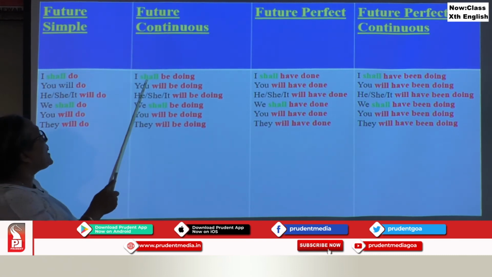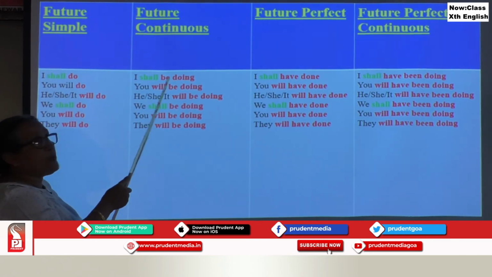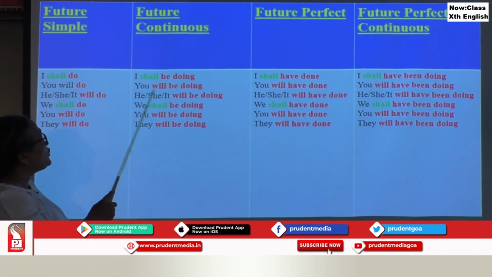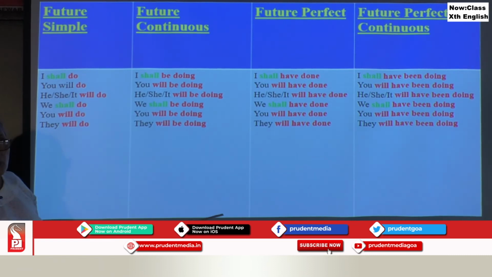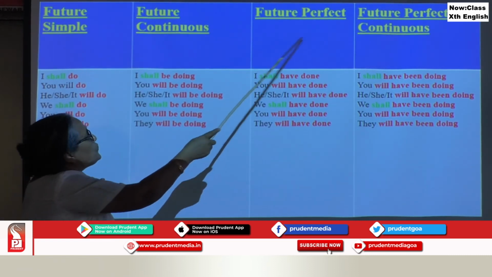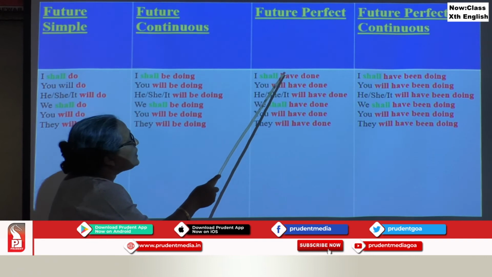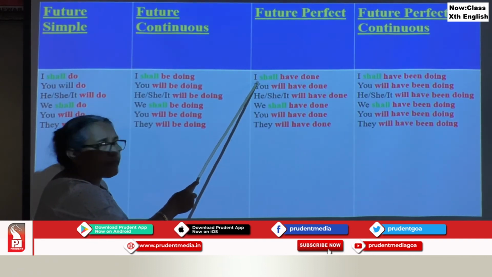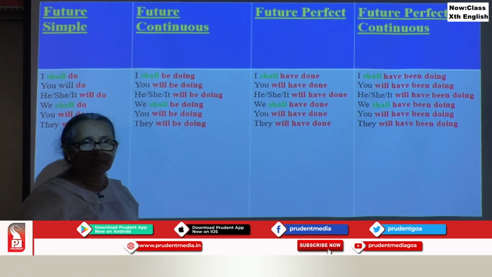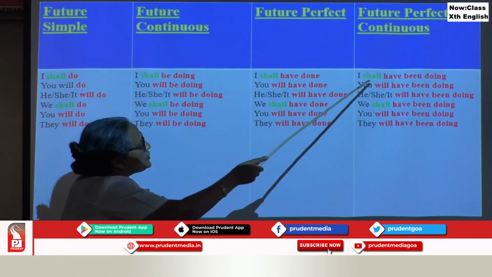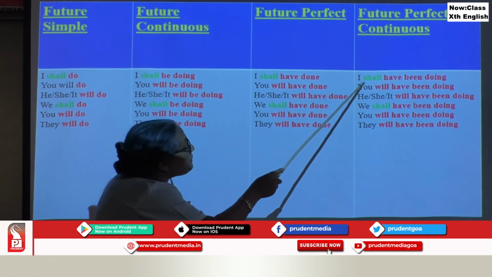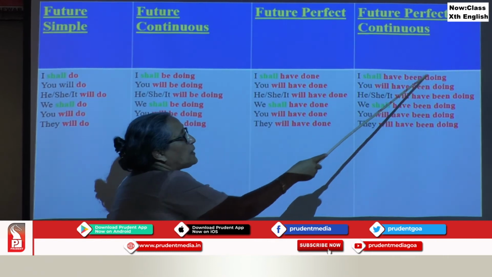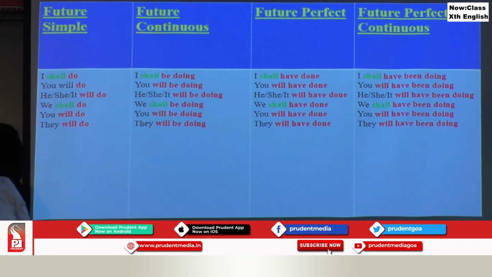Future continuous, I shall be, the rule verb to be plus doing, don't forget. Now it is future simple of verb to be. I shall be doing, you will be doing, he, she, it will be doing, and it continues. Future perfect, I shall have, it is simple future of verb to have, plus done, the past participle. Future perfect continuous, this is future perfect of verb to be. I shall have been, plus present participle of verb to do, ing, doing.